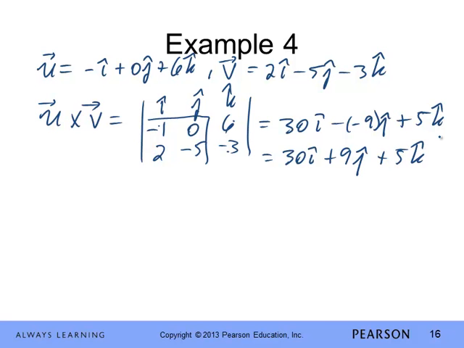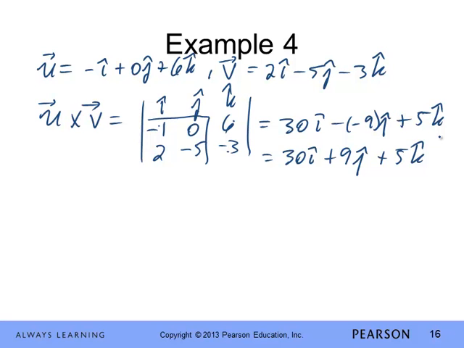So any scalar multiple of this vector is orthogonal to both u and to v. If you were to take half of it or 10 times it or whatever, it'll be an orthogonal vector to both u and v.